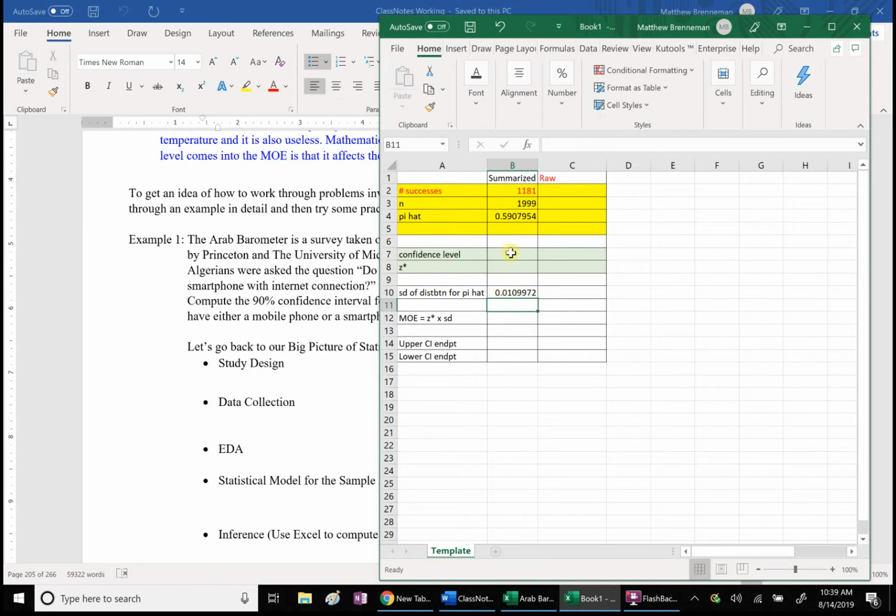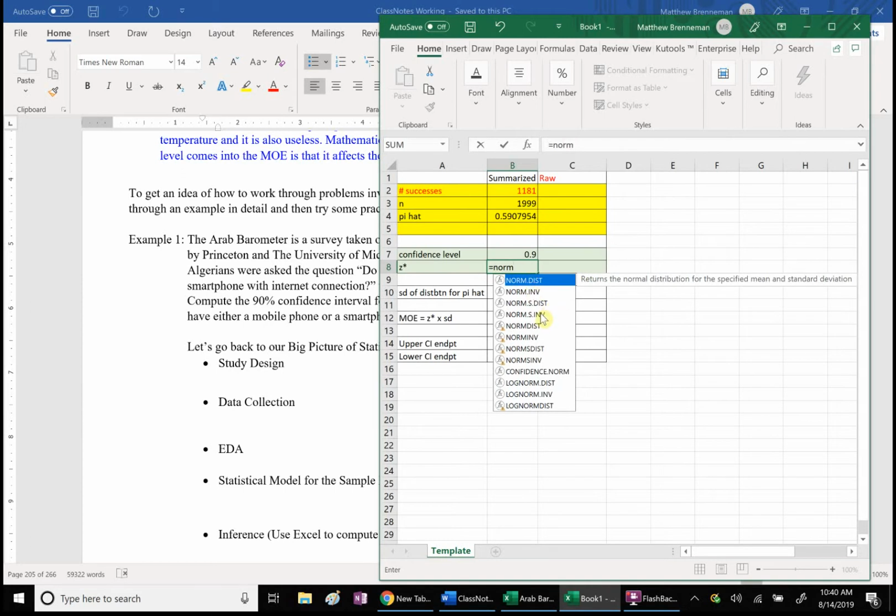Okay, our confidence level here is 90%. We always express the percentage as a decimal. We're doing math with it. Our z-score, we're going to have to use the norm inverse formula, right? Here we're given a percentage, and we want to find the z-score for it. So we're going to use norm.inv. And I'm going to use norm.s.inv because I'm working with the standard normal.